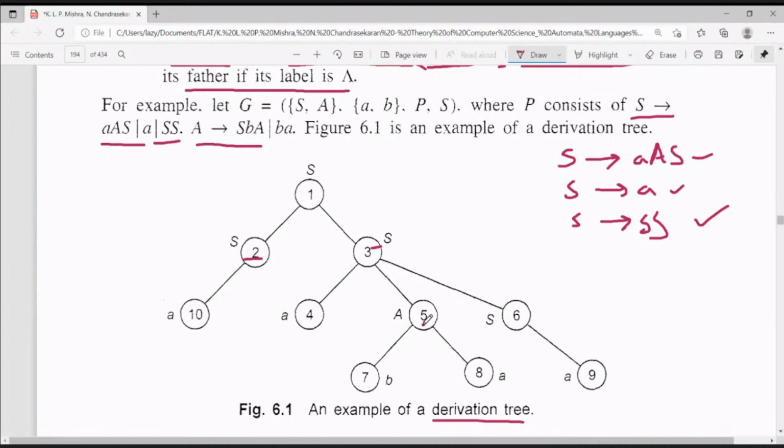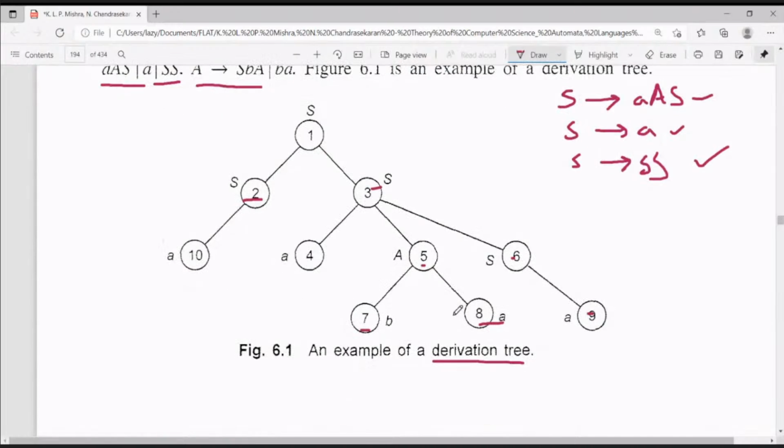And then on A, we have two possible options. A tends to SBA and BA. So A tends to BA is applied and S tends to A is applied. So ultimately what you get at the end is the yield, the output from the tree. That can be traced like this.